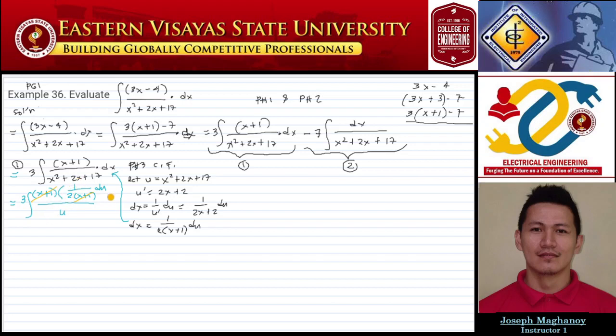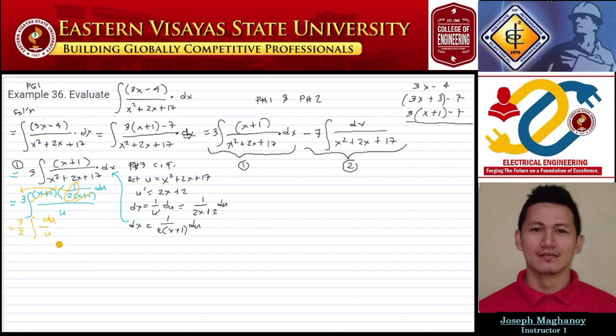Then we apply property number 2. We carry out the 1 half outside the integrand. So it becomes 3 halves, integral of the remaining du over u. Here, we carry out this 1 half. So that's why it becomes 3 halves.